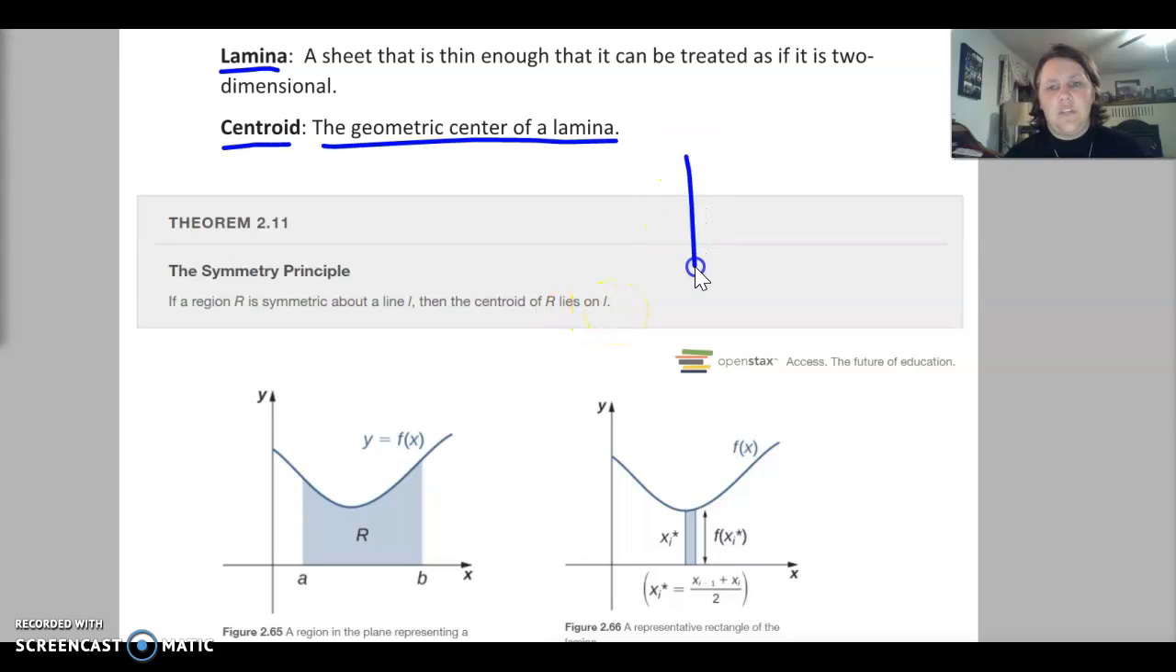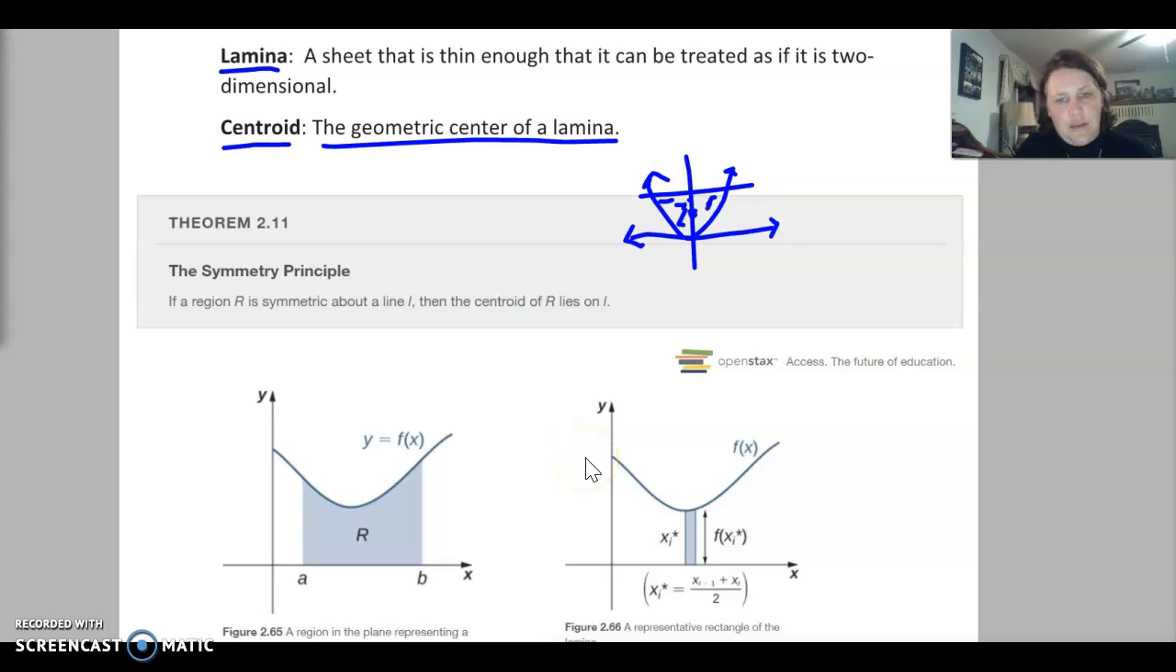So if you have an object that is symmetric, let's just say we have a quadratic equation that is symmetric about the y-axis. That is just saying that the centroid of this object, let's say we cut it off right here, we want to find the centroid of this filled-in area. Well, if it's symmetric about the y-axis, then the centroid will be on the line L if it is symmetric about that line. So that's the symmetry principle.